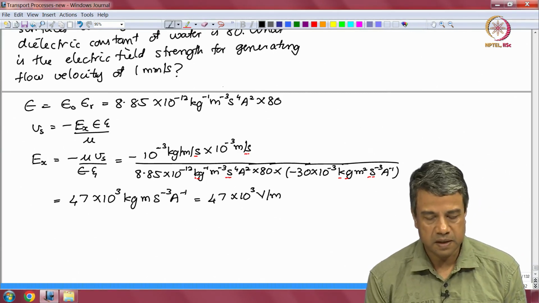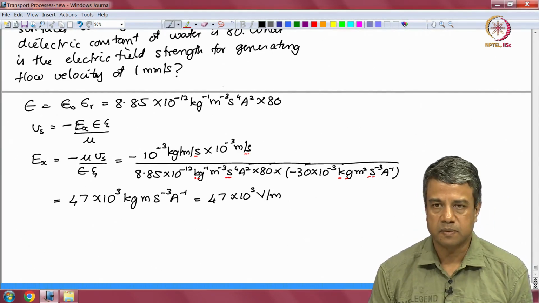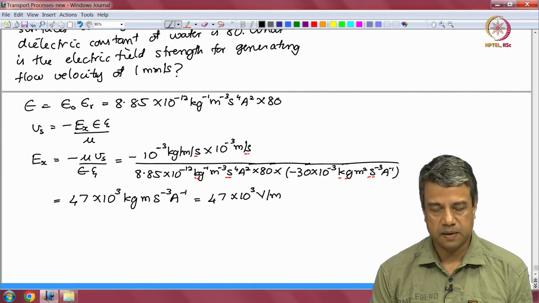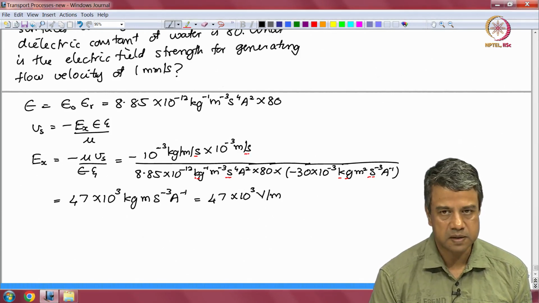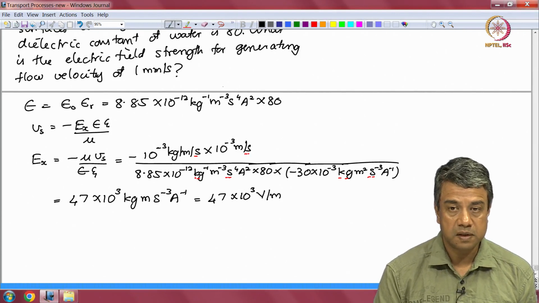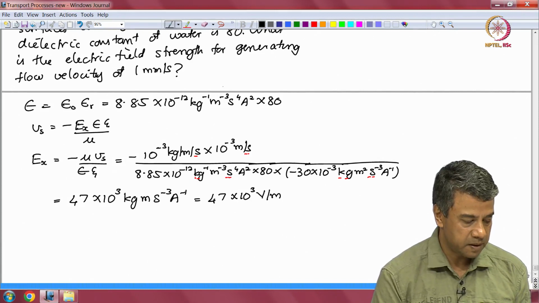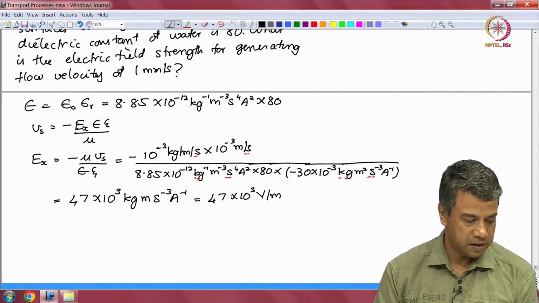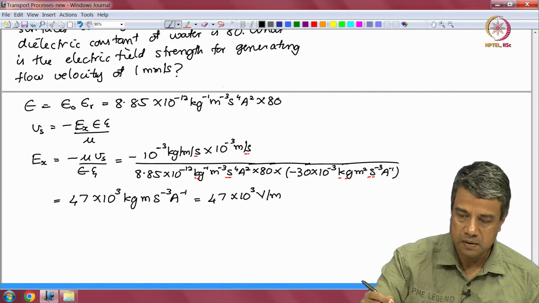Volt has dimensions of kg meter square second power minus 3 ampere inverse. If you recall, we got that from the power, which is the product of voltage and current, so voltage is power divided by current. So, basically you have to impose a voltage difference of 47 kilovolts across a meter in order to generate a small velocity of 10 power minus 3 meters per second. So, this velocity is rather small, even when large electric fields are applied. This is the order of magnitude of the velocity that you would get.